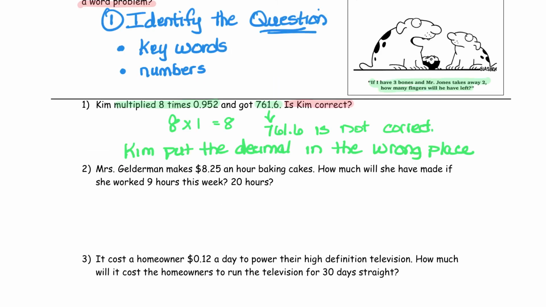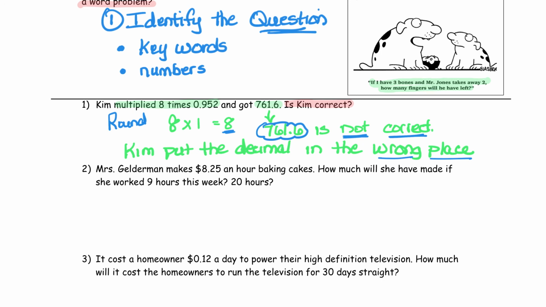Okay, so let's take a look at number 1. Kim multiplied 8 times 0 and 952 hundredths and got 761 and 6/10. Is Kim correct? Well, if I just simply use estimation or rounding, I can see, if I round them, that 8 times 1 is about 8. So to get an answer of 761, that would definitely not be correct. So it is not correct. Kim put the decimal in the wrong place. Kim needs to practice her math. Now go on and do number 2.